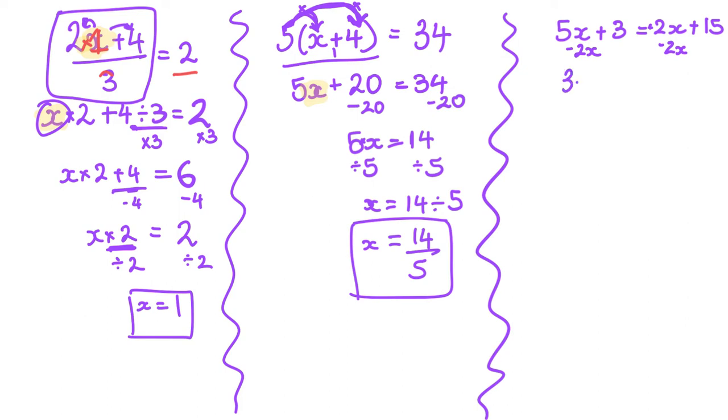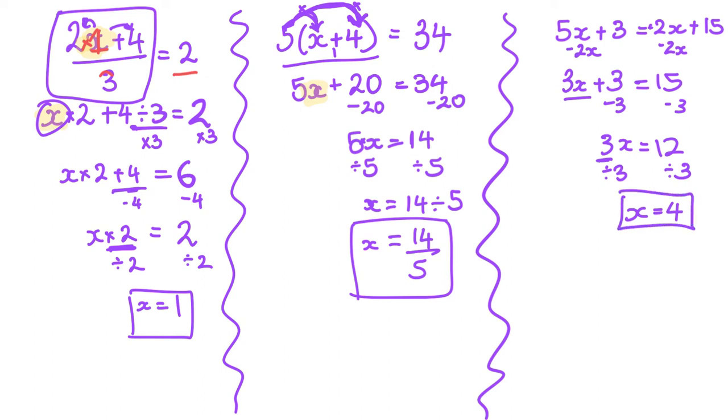This one will be 3x plus 3, because 5x minus 2x is 3x, equals 15. All right, and now it's just like ones we've done in the past. Get rid of this 3, minus 3, minus 3, 3x equals 12. And then to get rid of that 3, I'm going to divide by 3, because that's times to there. So x equals 4. Oh my gosh, you are getting so good at these.